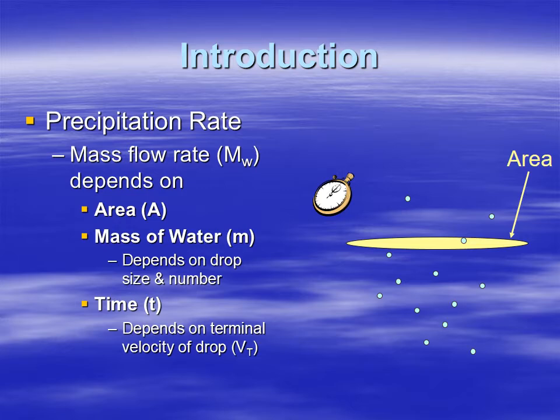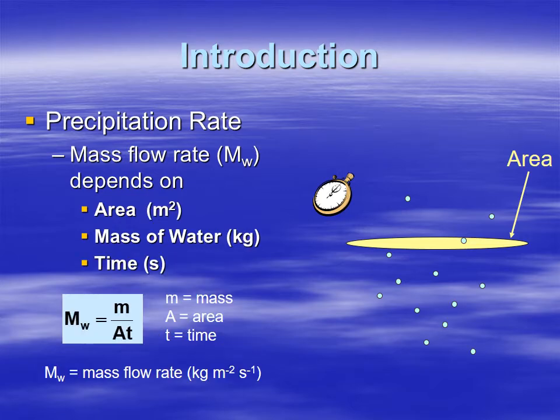We have a timer. So we're going to come up with an equation that takes these variables and puts them together to give you the mass flow rate. And that would be this equation that you see. The mass flow rate is, of course, the mass divided by the area divided by the time. So that is your mass flow rate.